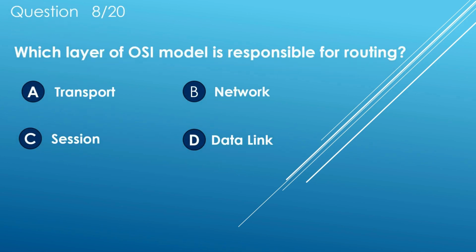Which layer of the OSI model is responsible for routing? A. Transport. B. Network. C. Session. D. Data link.